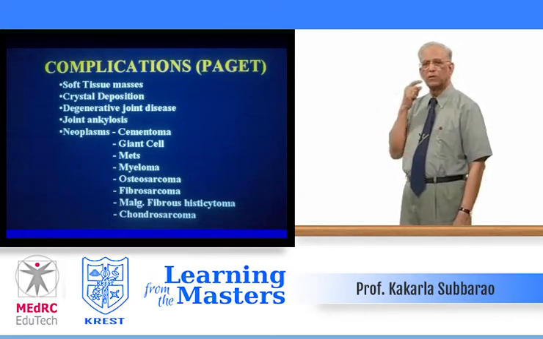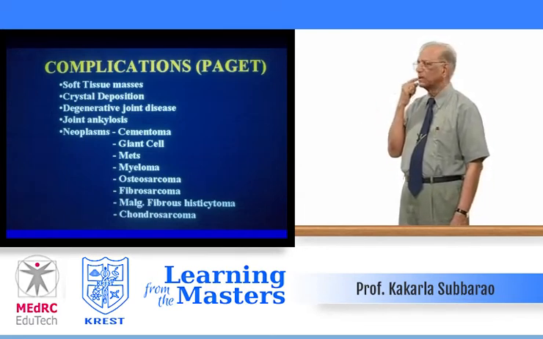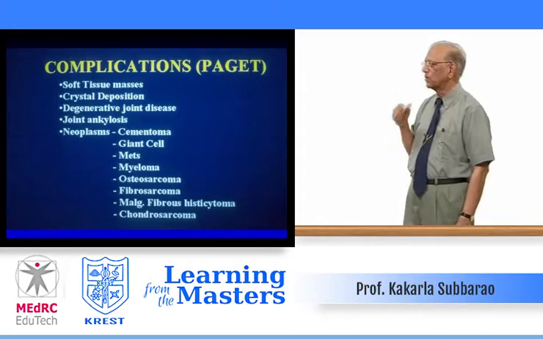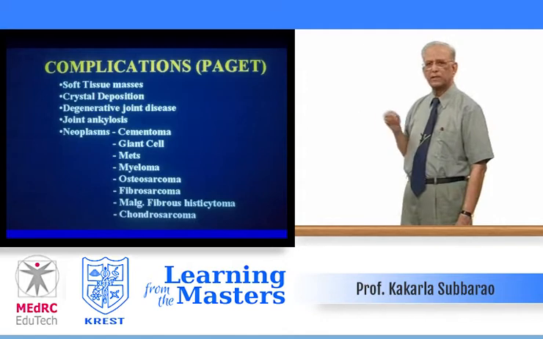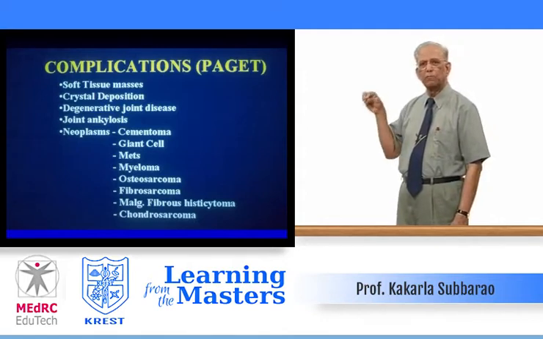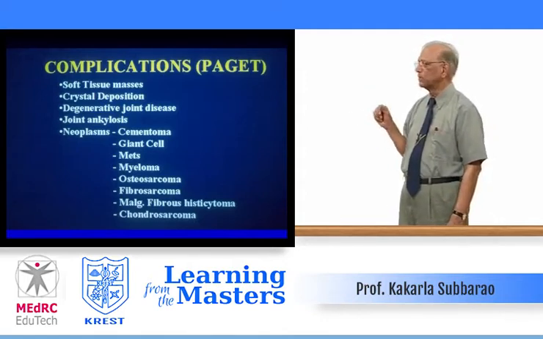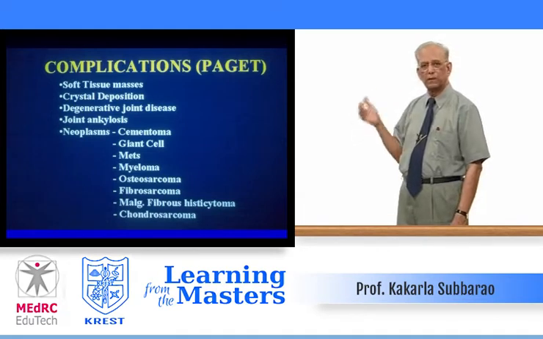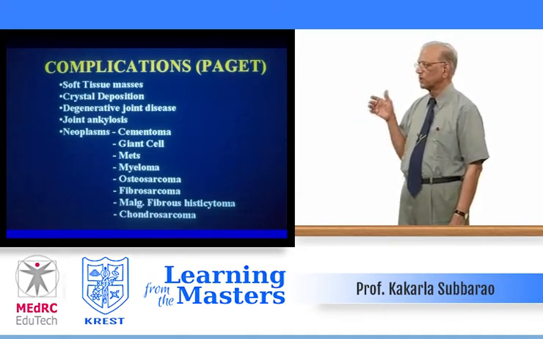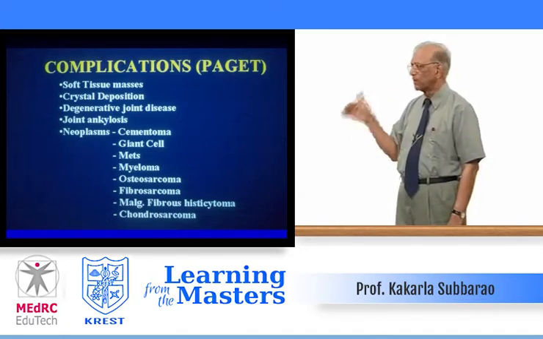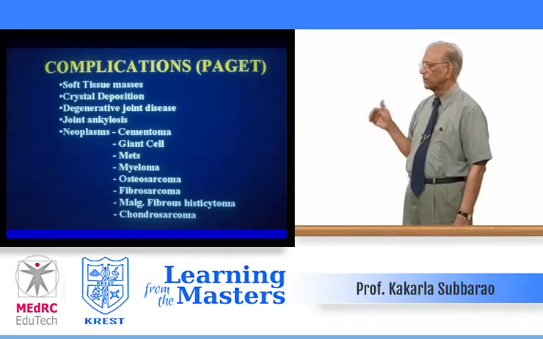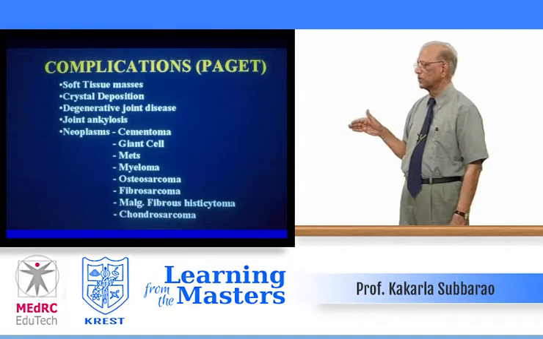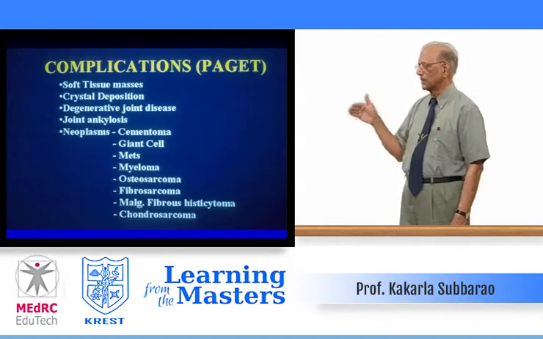Neoplasms: cementomas, benign cementomas in the roots of the teeth in the jaws, giant cell tumors, and metastasis may implant over the pagetoid bone. Similarly, myeloma can coexist. Osteosarcoma de novo can arise as a complication in Paget disease. Fibrosarcoma, malignant fibrous histiocytoma, chondrosarcoma, as I have said earlier.